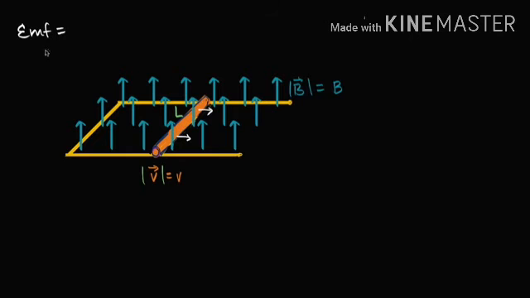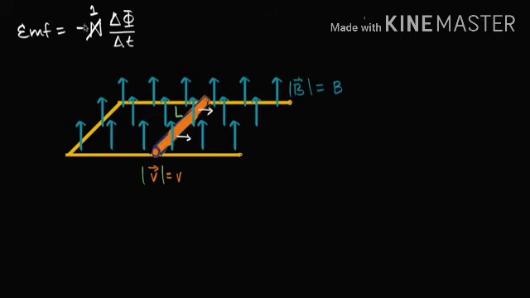And I'm just going to rewrite Faraday's law right over here. Faraday's law: negative N times our change in flux over change in time. Now the N is the number of loops we're talking about. So in this case, N is just going to be 1.